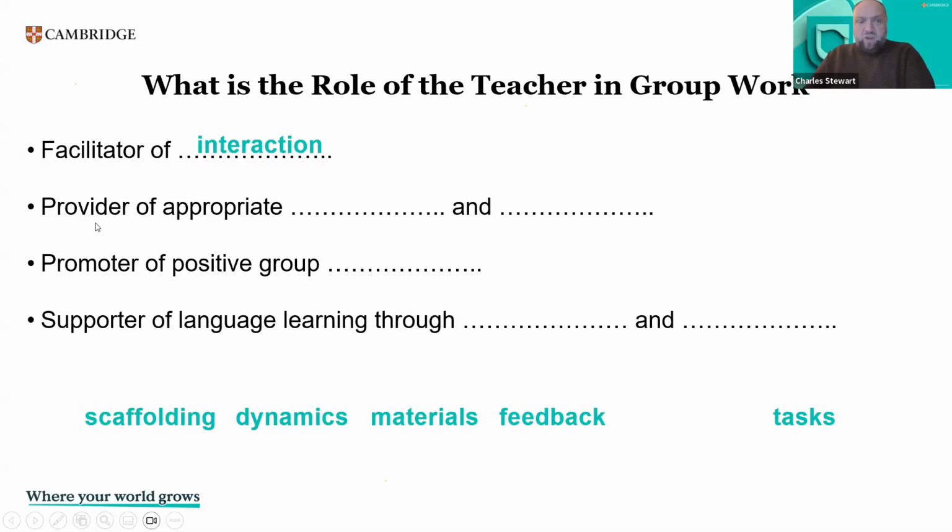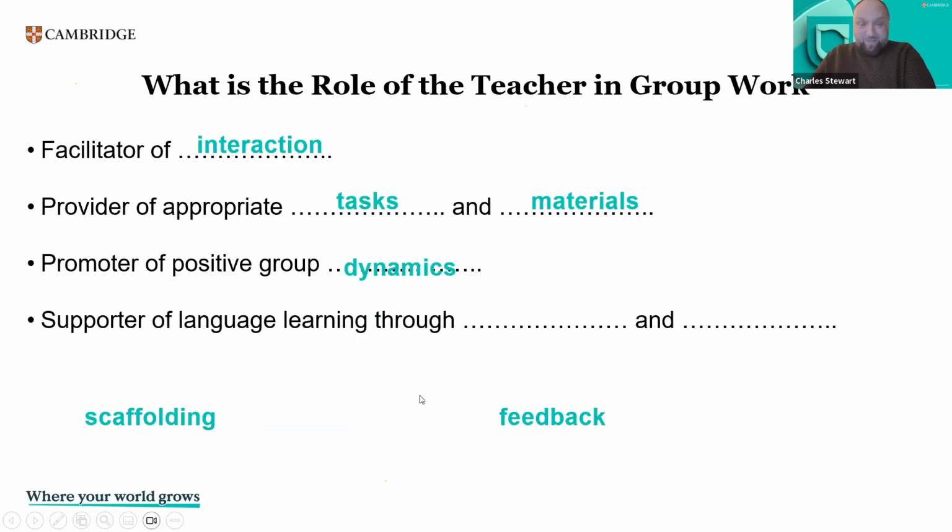Another role of the teacher is we are the provider of appropriate tasks and materials. But we also need to be the promoter of positive group dynamics. So here, rather than pointing out the group that's not behaving appropriately, it's our job as the facilitator in group work to point out the group that is doing their work appropriately.